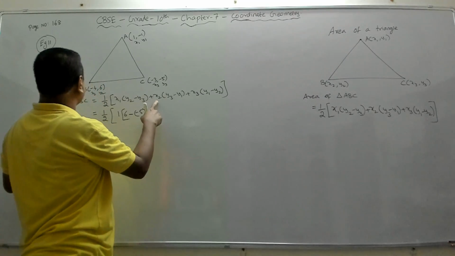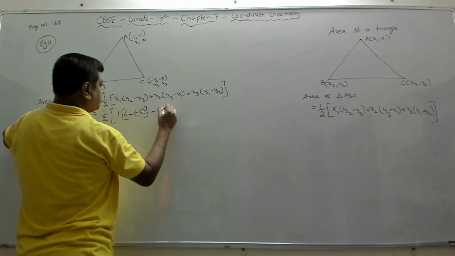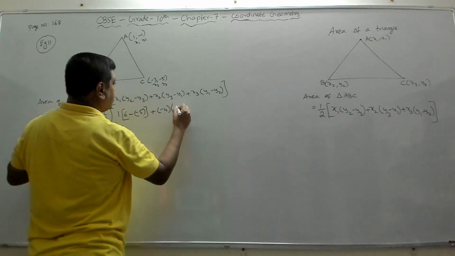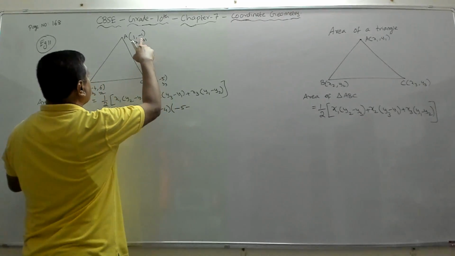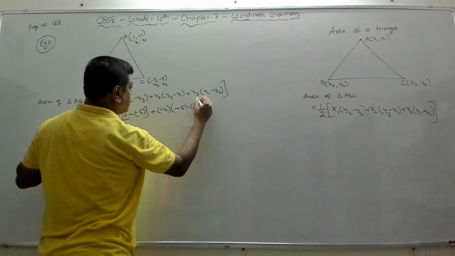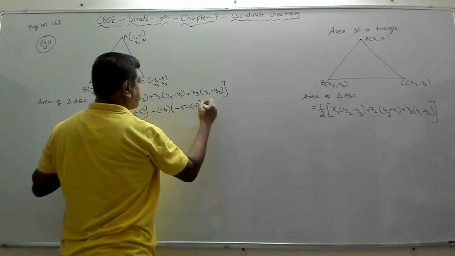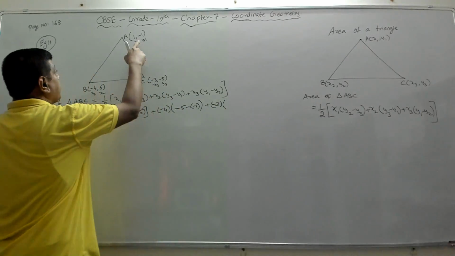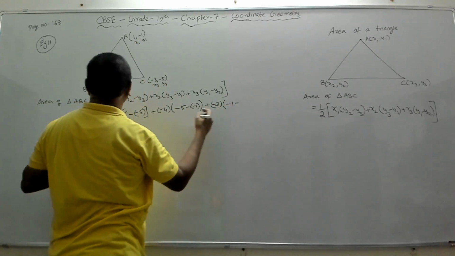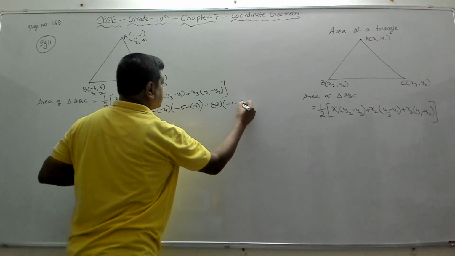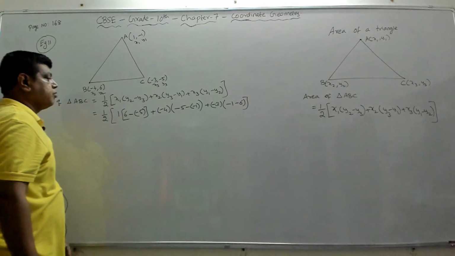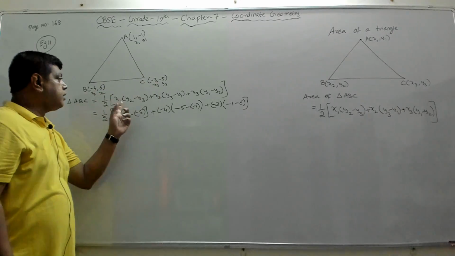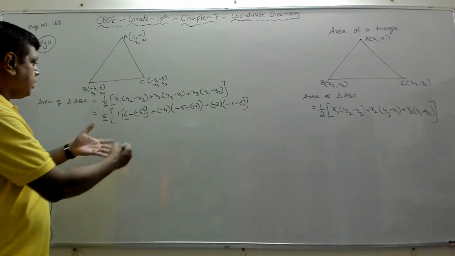Plus x2. x2 is minus 4 into y3. y3 is minus 5 minus y1. y1 is minus 1, so minus of minus 1. Plus x3. x3 is minus 3 into y1. y1 is minus 1 minus y2. y2 is 6. So what we have done is substitute x1, y1, x2, y2, x3, y3 in this formula. Just need to substitute and then simplify.